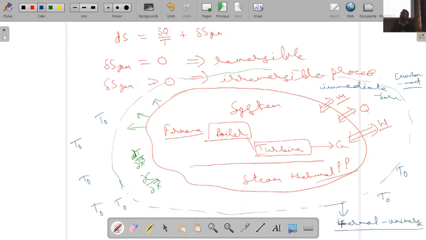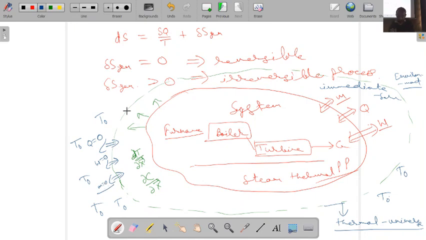What is the meaning of thermal universe? The meaning of thermal universe is that any heat energy interactions are taking place within this inner boundary, and outside this boundary there is no change: T naught, P naught, etc. Everything is the same. So it means outside this boundary the heat interaction is zero, work interaction is zero, and mass interaction is zero. Outside this boundary nothing is happening.